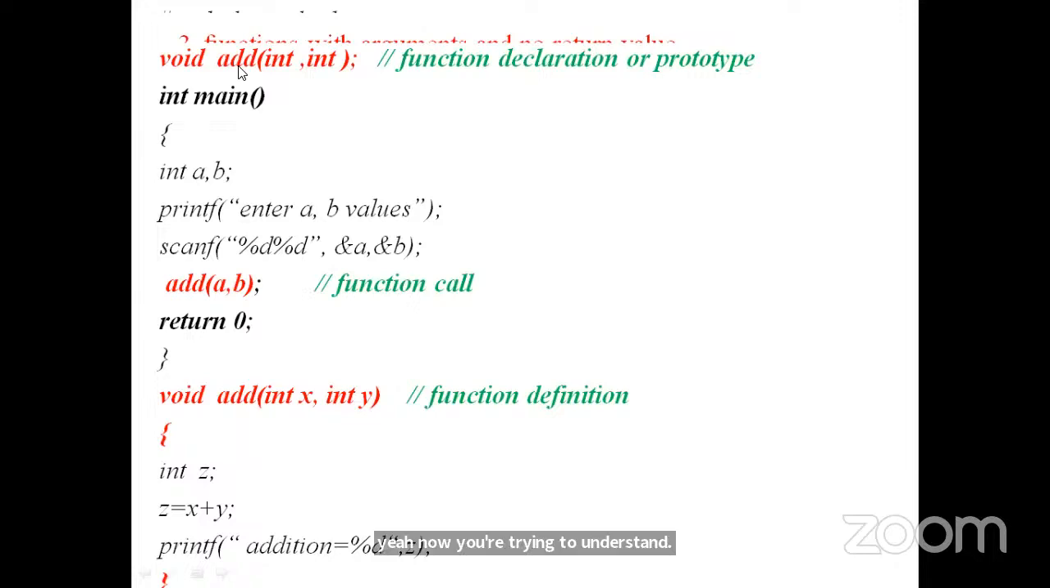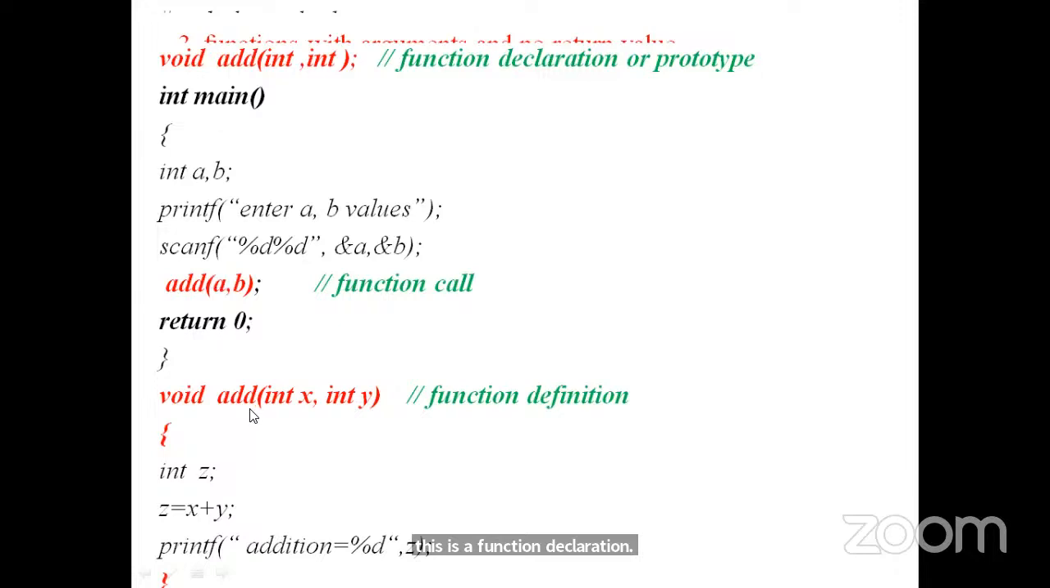Void add, this is called the declaration of the function. In this declaration, what is there? Void, because there is no return type. I am not going to return anything. Add, int comma int. Int comma int means you have to give only integer values. That I am specifying. This is a function declaration.